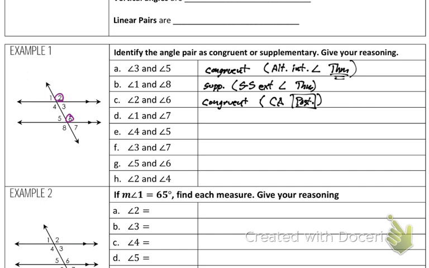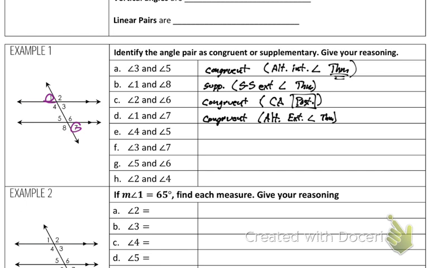When I saw 1 and 7, well, those are alternate exterior angles. Alternate exterior angles better be congruent. So that one we should have had congruent. And we should have alternate exterior angles theorem.